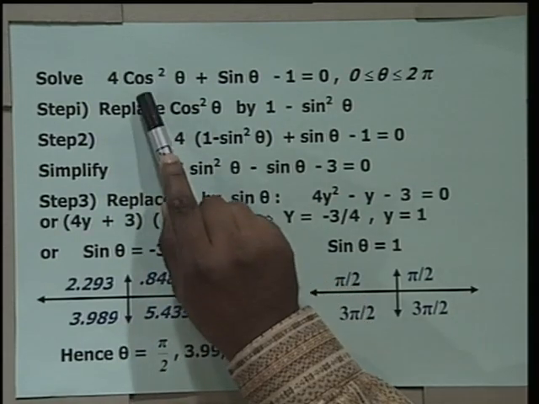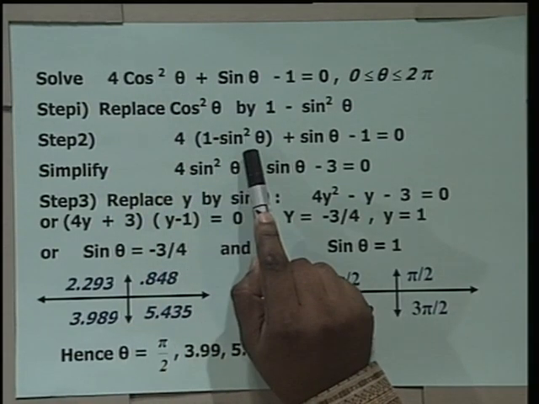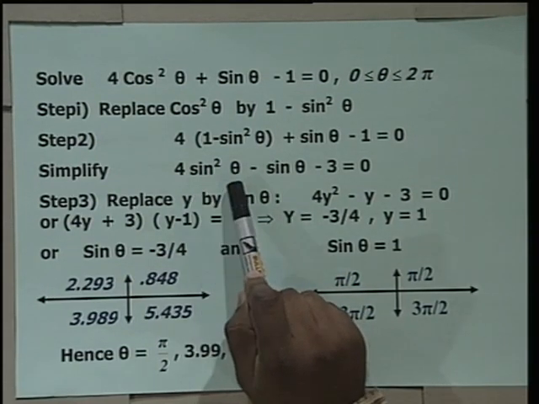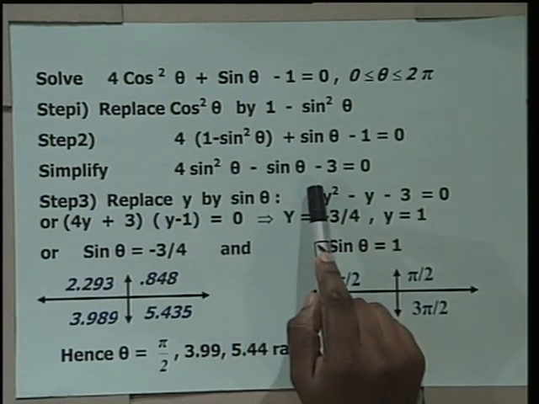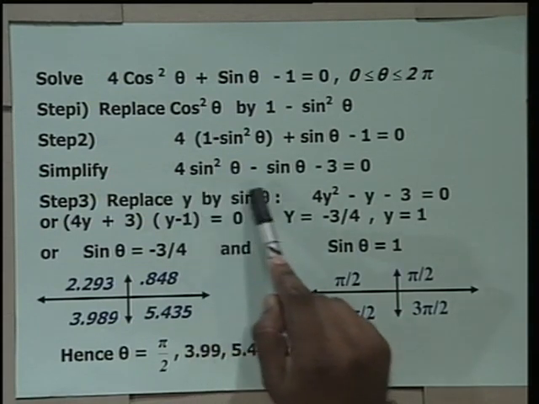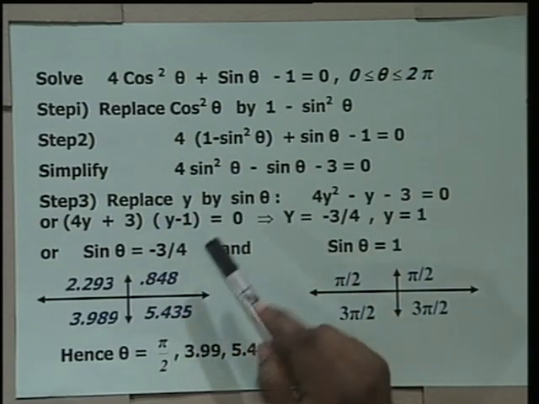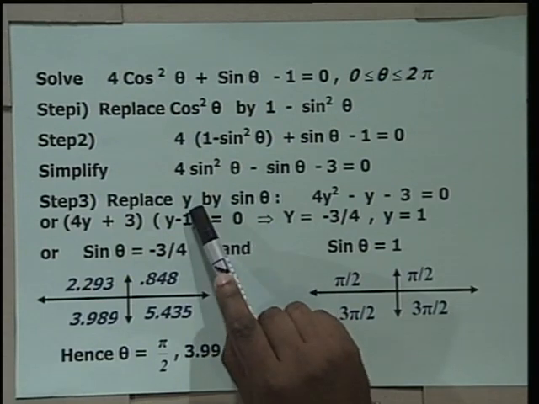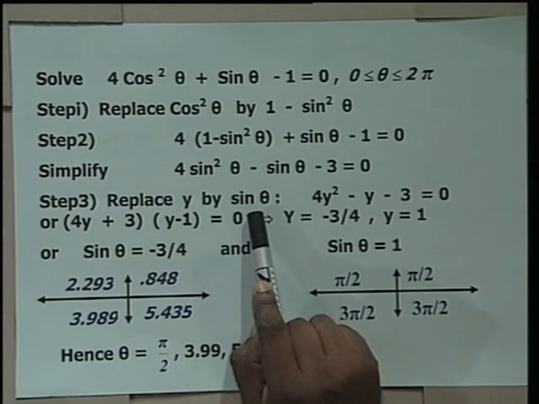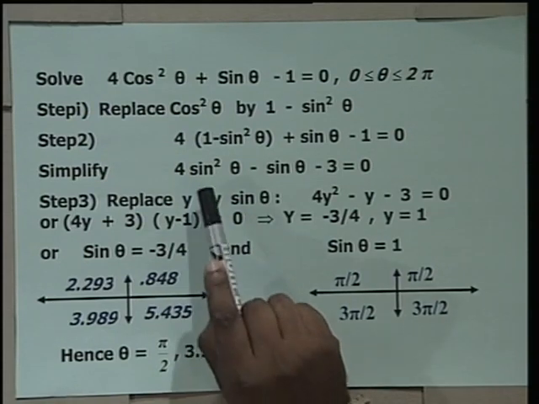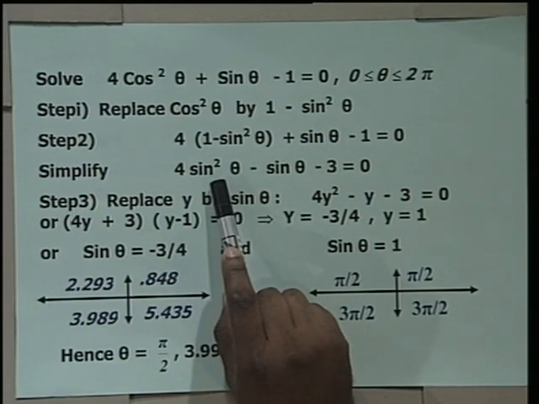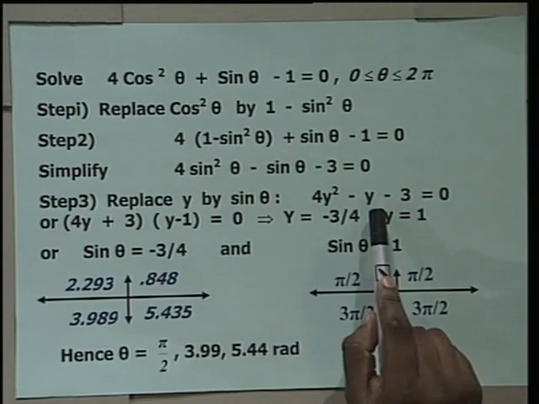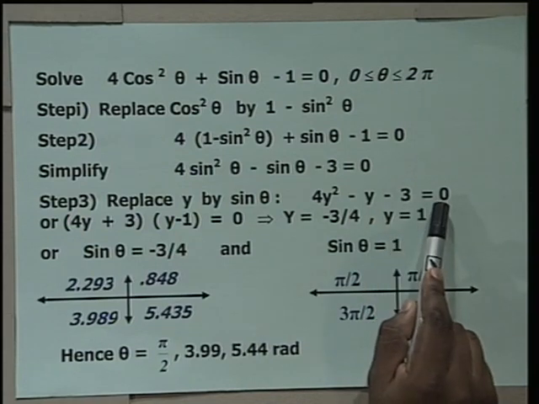So let's replace it. We replace the cos squared by 1 minus sine squared. And simplifying the equation, we obtain 4 sine squared theta minus sine theta minus 3 equal to 0, which is a quadratic equation. So we'll solve it using the previous method by saying let y equal to sine theta. We replace sine theta by y, and consequently we'll have to replace sine squared by y squared, so that we obtain 4y squared minus y minus 3 equal to 0.